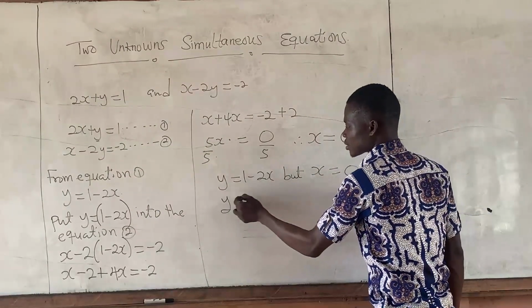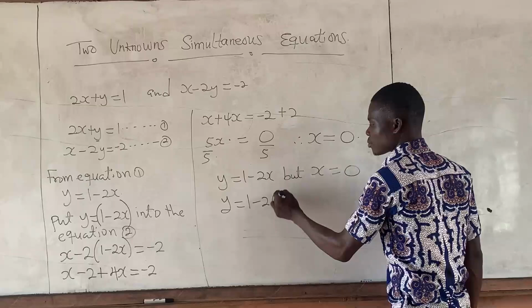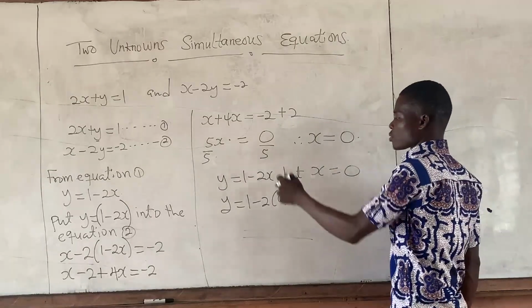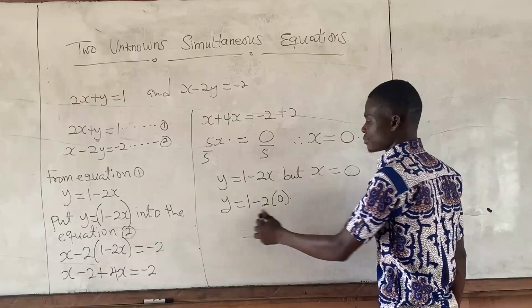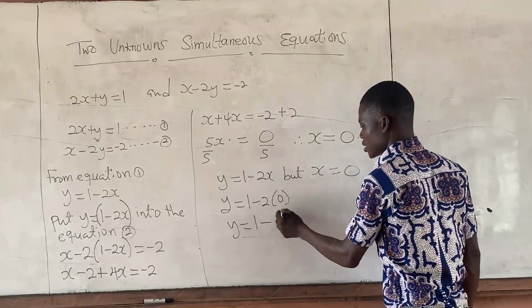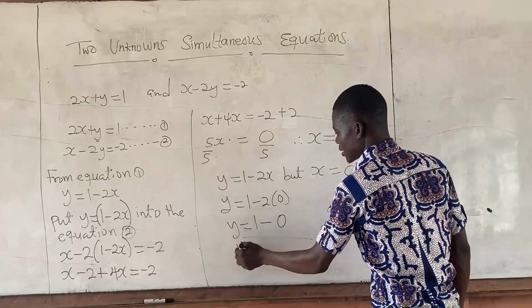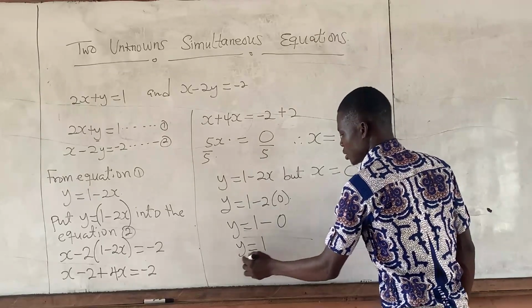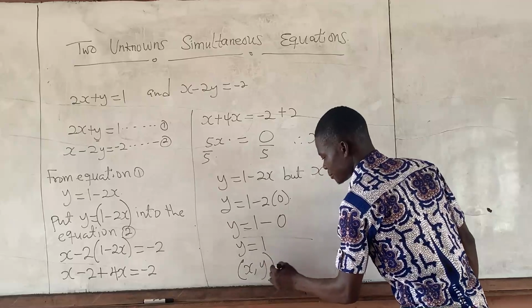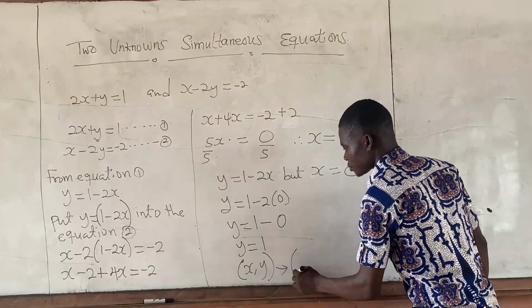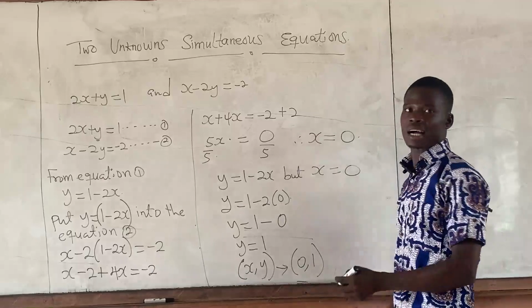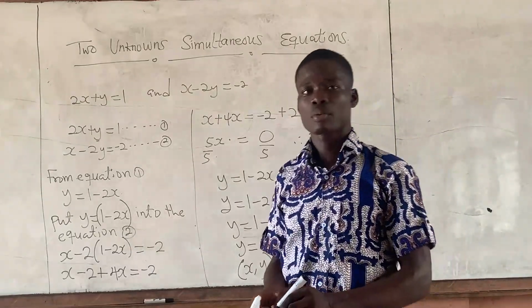So y is equal to 1 minus 2 bracket of 0, and the 0 is replacing the x. We have y is equal to 1 minus 2 times 0, which is 0. So meaning y is equal to 1. On this note, the values for x and y are 0 and 1. So now this is how to solve this problem.